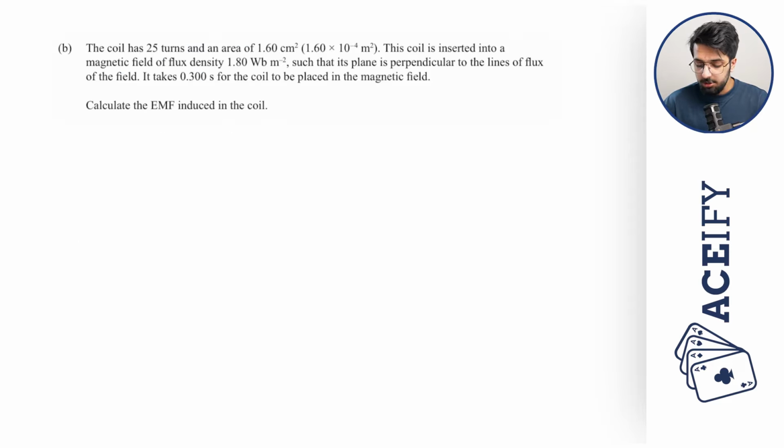There we go. The coil has 25 turns and an area of 1.6 centimeters squared. This coil is inserted into a magnetic field of flux density 1.8 Webers per meter squared, such that its plane is perpendicular to the lines of flux of the field. It takes 0.3 seconds for the coil to be placed in the magnetic field. Calculate the EMF induced in the coil.